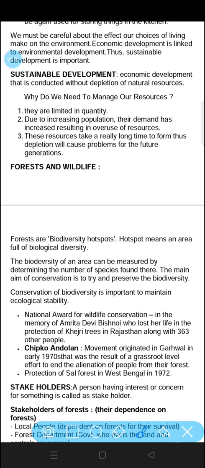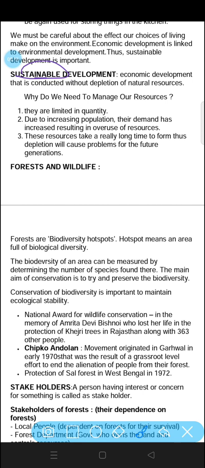We must be careful about the effect our choices of living make on the environment. Economic development is linked to environmental development. Thus, sustainable development is important. Now, what do we mean by sustainable? Sustainable development is, the word sustainable stands for without harming the environment.